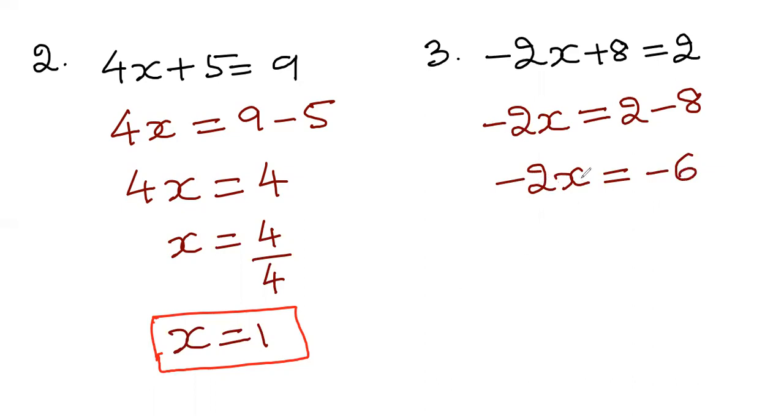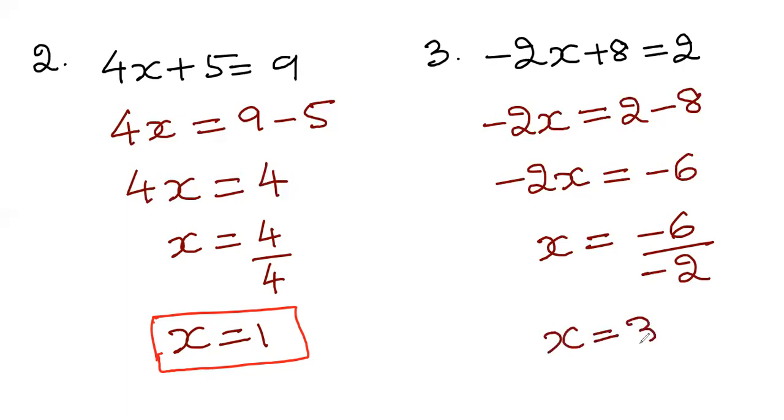Now what we want is x, but what we have right now is minus 2x. Because it's minus 2 times x, we have to divide by minus 2 on both sides. So when we divide by minus 2 on both sides, we get x equal to negative 6 over negative 2. Negative and negative will become positive. So 6 divided by 2 will be 3. So 3 will be the answer.